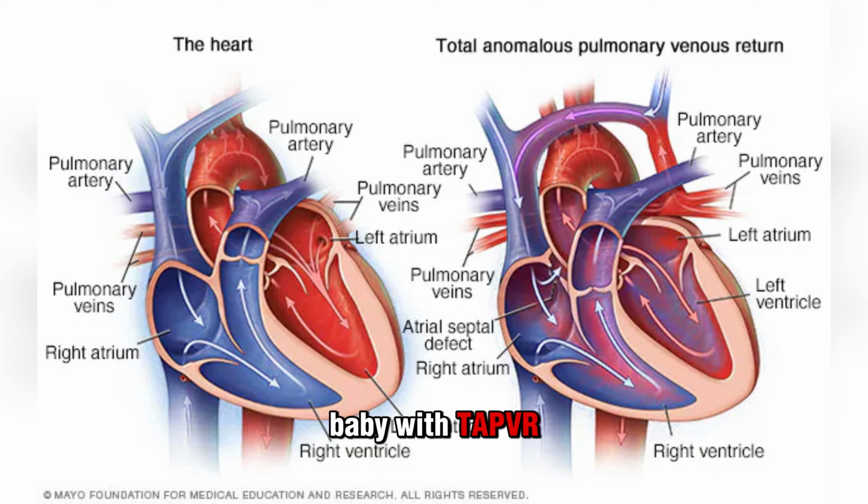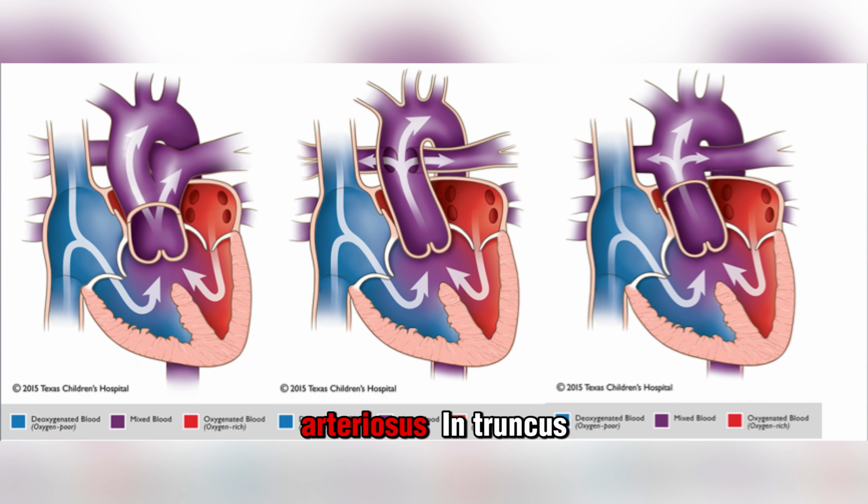In a baby with TAPVR, oxygen-rich blood doesn't go from their lungs to the left side of their heart where it should. Instead, the blood goes to the right side of their heart. C. Truncus arteriosus. In truncus arteriosus, you have only 1 main artery to carry blood to your body and your lungs, instead of 2 separate arteries.